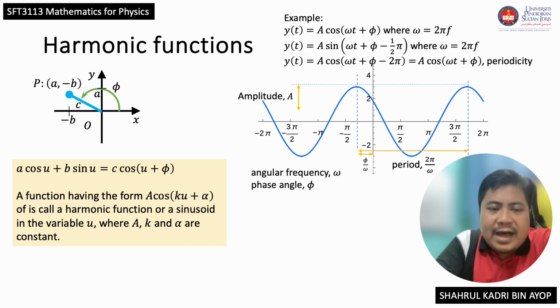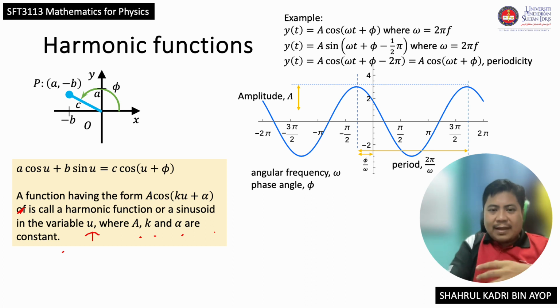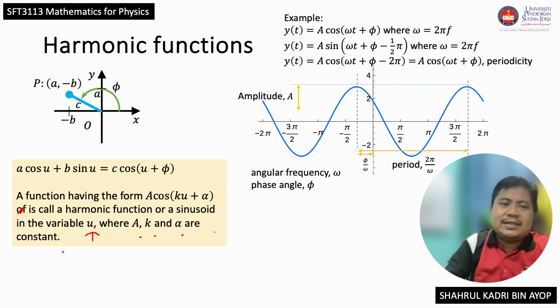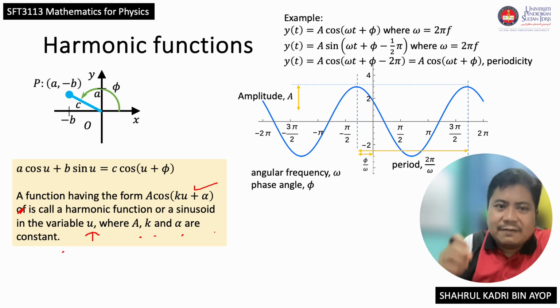So lastly, we go to harmonic functions. What is a harmonic function? A function having the form a cos(ku plus alpha) is called a harmonic function or a sinusoid in the variable u, where a, k, alpha are constants. We may have more complicated functions, but if we can recognize them as similar to this form, then those functions are perhaps harmonic functions.